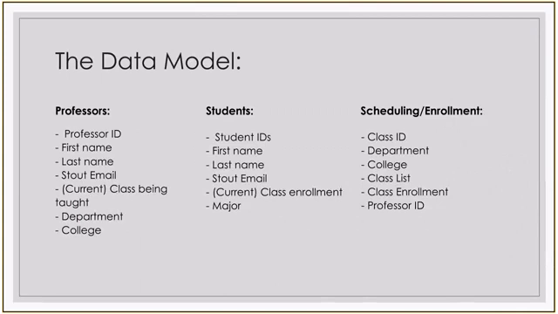All right, then for the data model, this diagram shows what departments and or users need what data. It also shows who can view it and who can edit it. So we have professors, students, and scheduling enrollment.